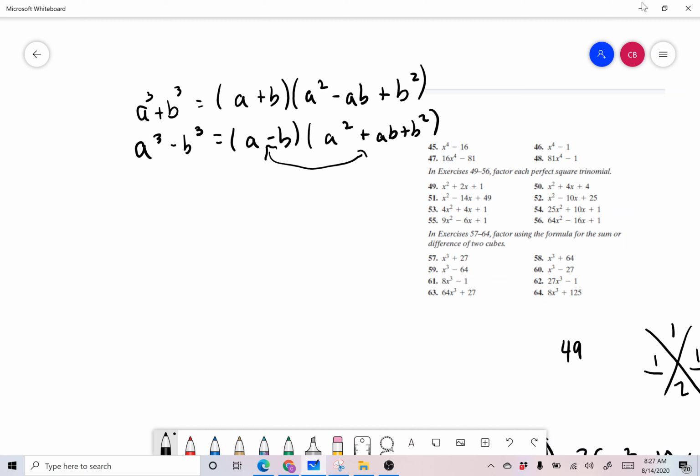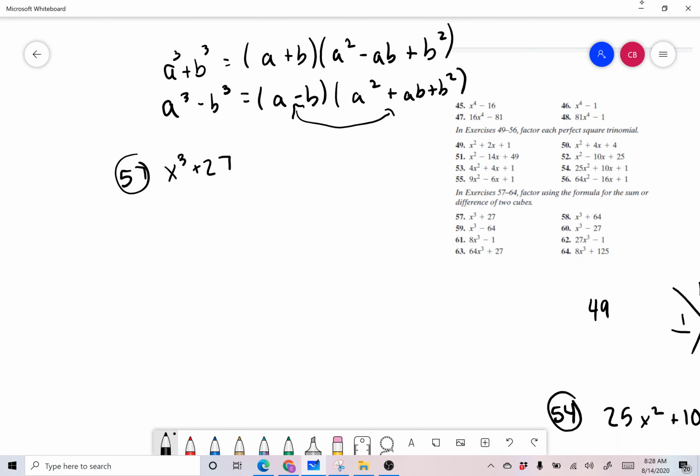Okay, so with that being said, if we look at 57, we have x to the third plus 27, which is equal to, so this is a perfect cube, this is a perfect cube. Why? Because this is x cubed plus 3 cubed, because 3 times 3 is 9 times 3 is 27. So now this is plus, so we're using the top formula, which is x plus 3 times x squared minus 3 times x plus b squared, which is 3 squared, so 9. This is your final answer.